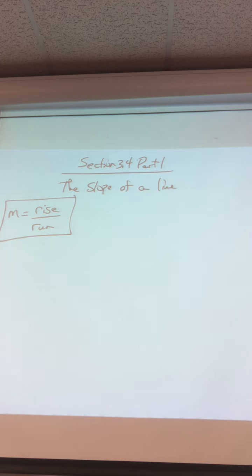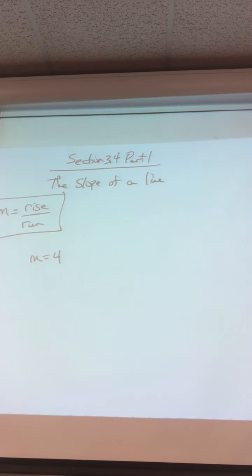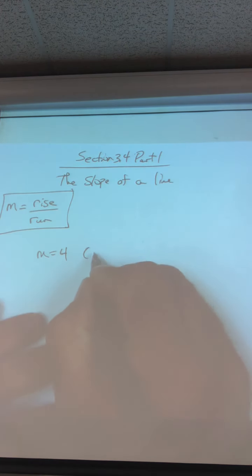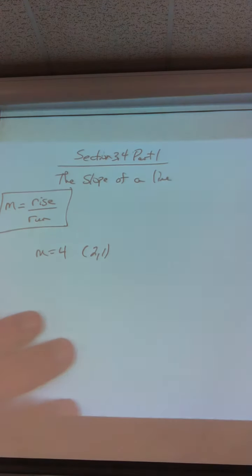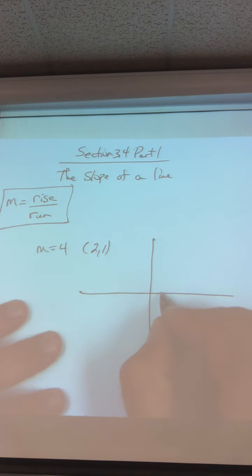All right, so here's what I want to do. I want to draw a line that has a slope of, say, 4. Now, in order for us to do that, we have to have a starting point. So I'm just going to make up a starting point. Let's suppose my starting point was at the point (2, 1). Now, I could have put that starting point anywhere. Okay, so if my starting point is (2, 1), that means that point is right there.